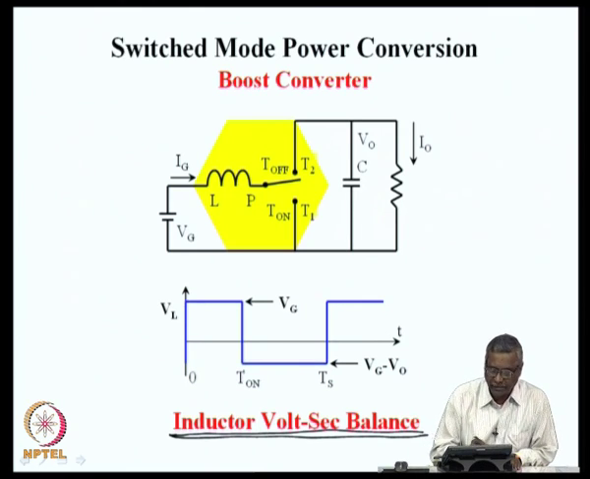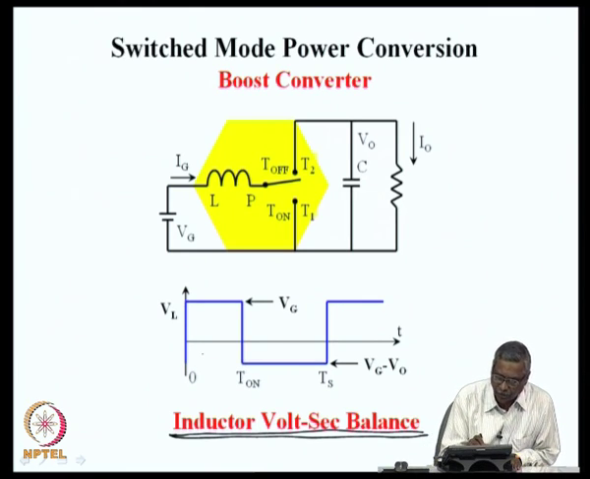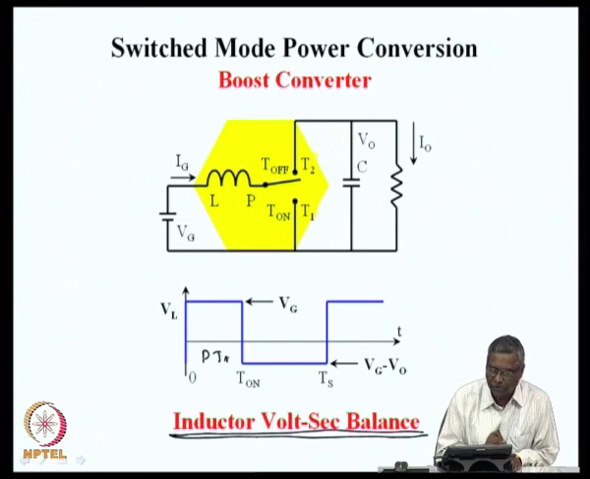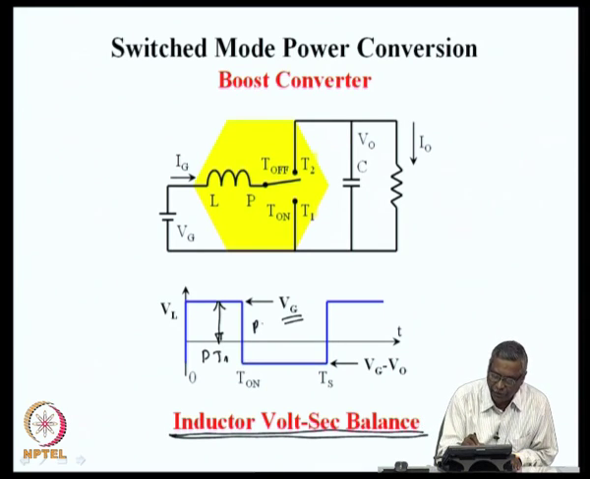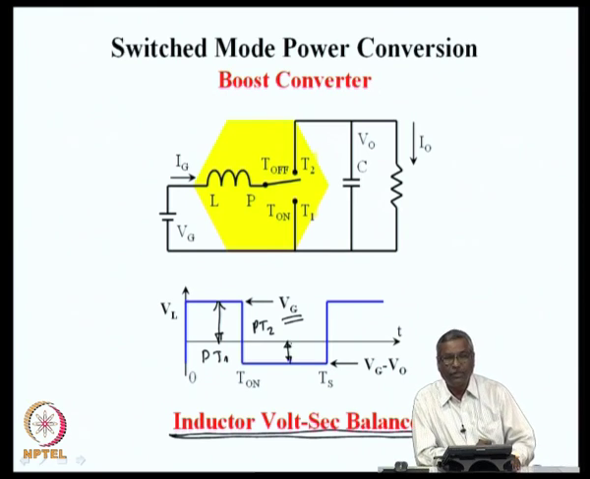Under steady state, we draw what is the voltage that is applied across the inductor in the converter for one cycle. We can see that during the on time T1, when the switch is on, the voltage across the inductor is Vg, what is shown here. And during the off time, when the switch T2 is connected, the voltage across the inductor is negative, and it is Vg minus V naught.